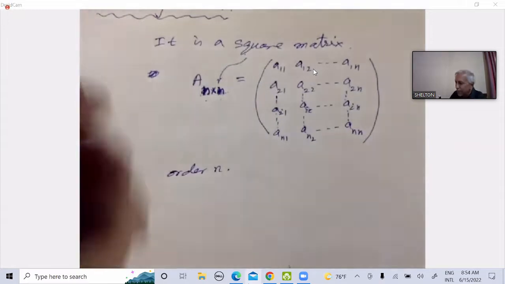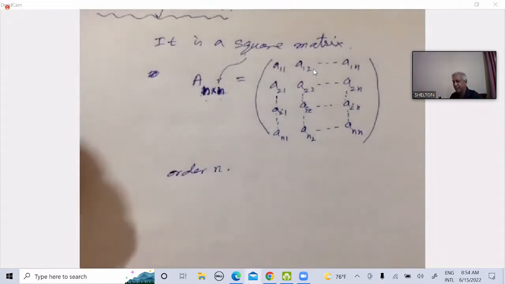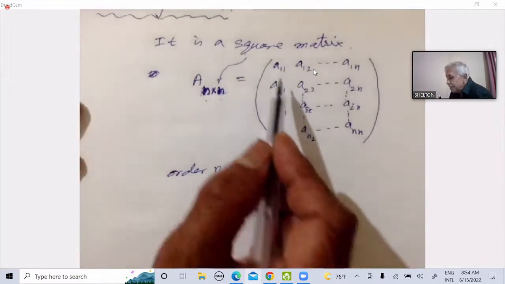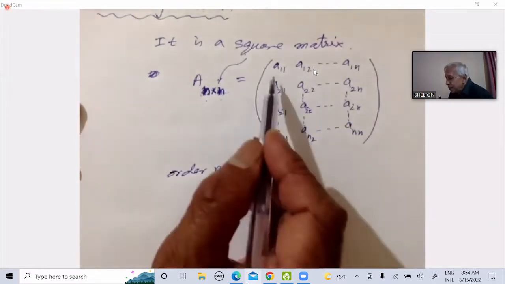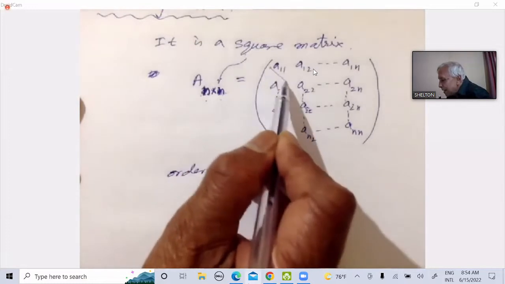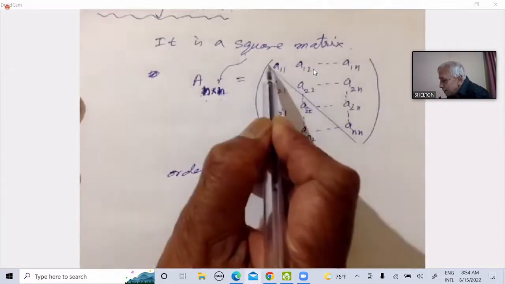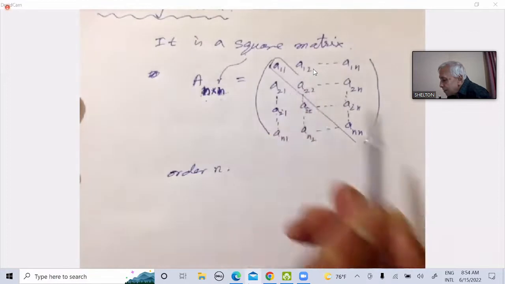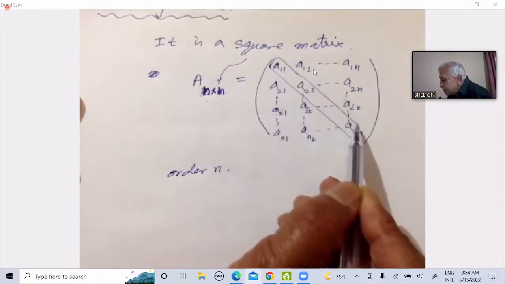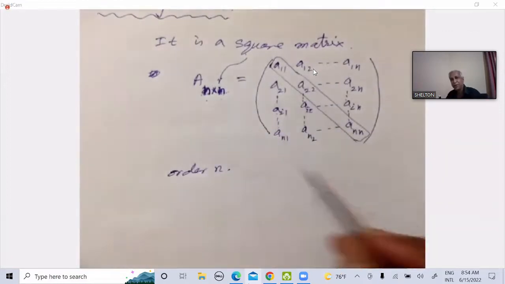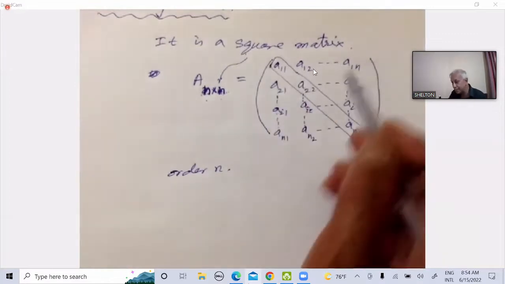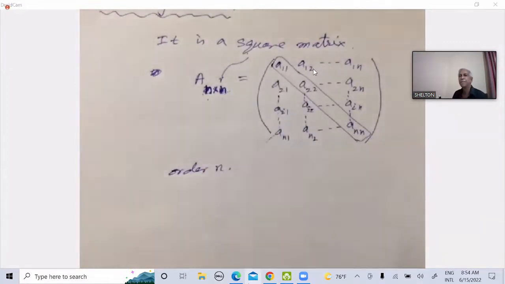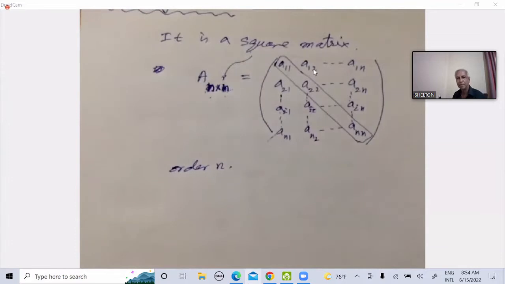A square matrix has diagonals. There are two diagonals. This one we call the main diagonal. These are called the diagonal entries. If we think of this as a square, this is a diagonal and this is a diagonal, but this is the main diagonal. So we just refer to it as the diagonal.